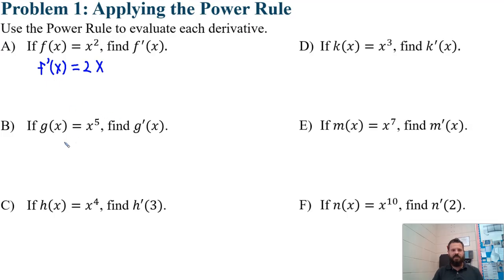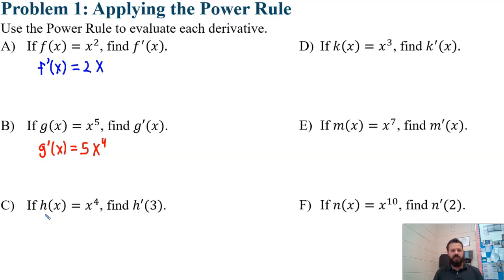All right, b, same idea. If g of x equals x to the 5th, we want to find g prime of x. Well, g prime of x will just be equal to, the n is 5, so we'll have a 5 out front, x to the 5 minus 1, that'd be a 4. All right, so again, there's my derivative function.